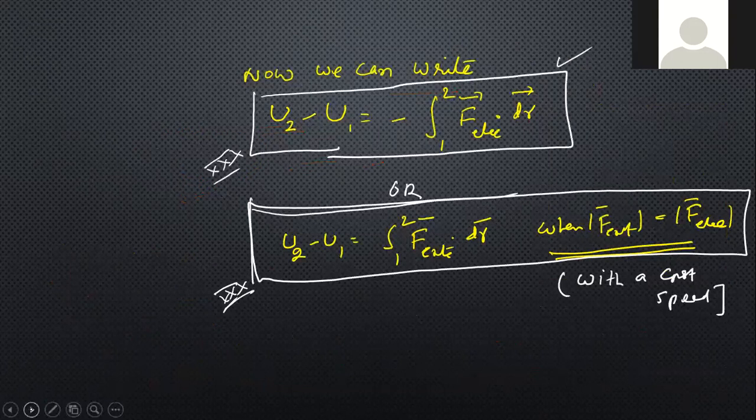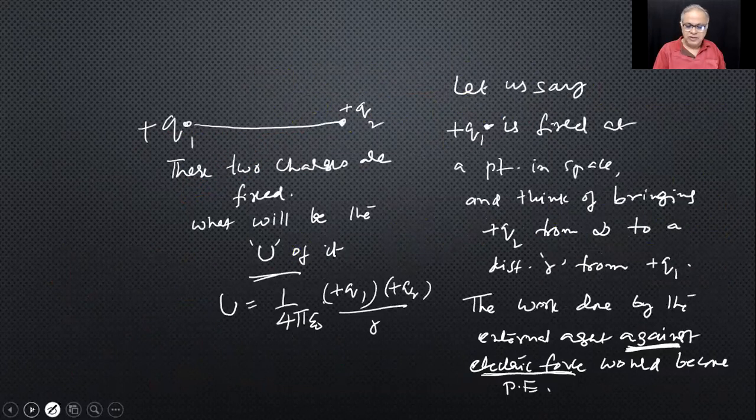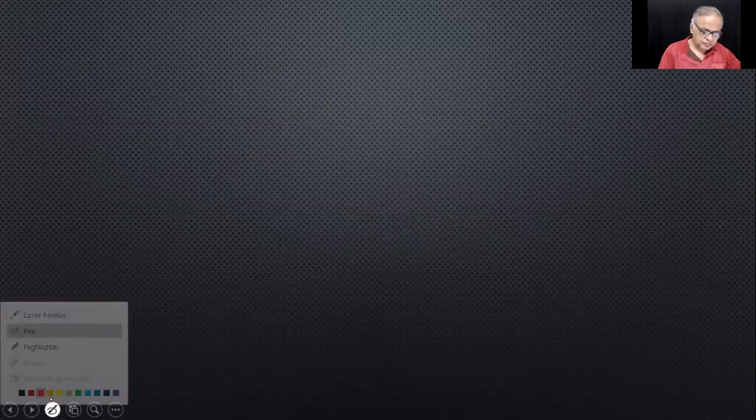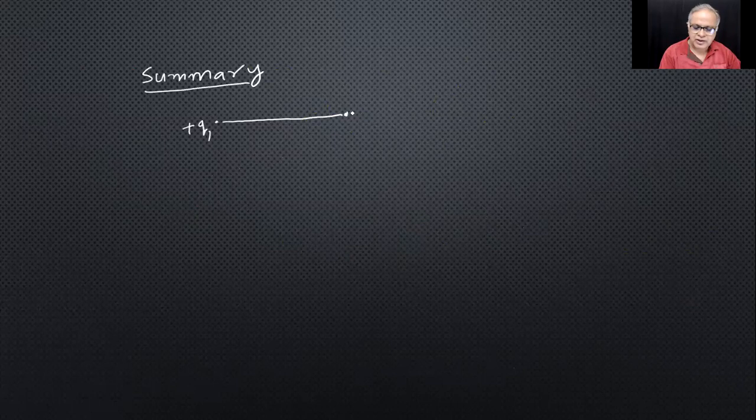Then we wrote both the things in the mathematical form, in the integral form, and then we applied it for a particular case of Q1, Q2, and got that potential energy is K Q1 Q2 by R. So a little summary here. Look, plus Q1. The basic definition I'm not writing again, but the formulas I'll write.